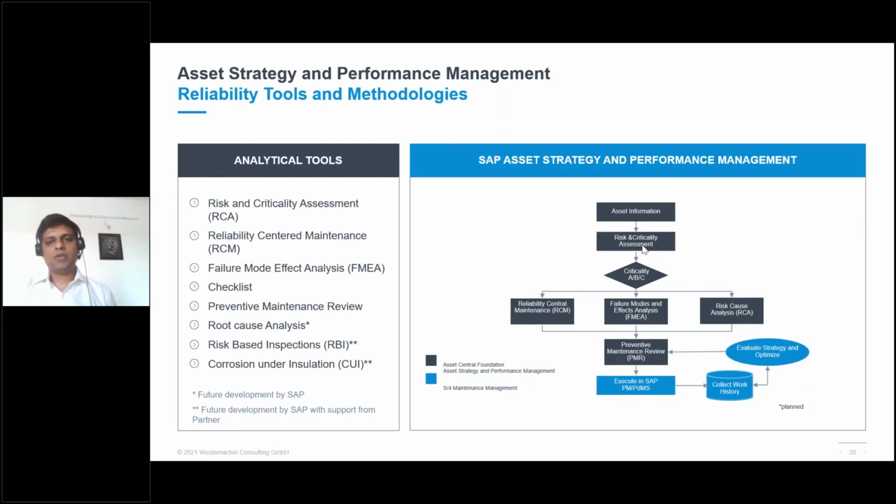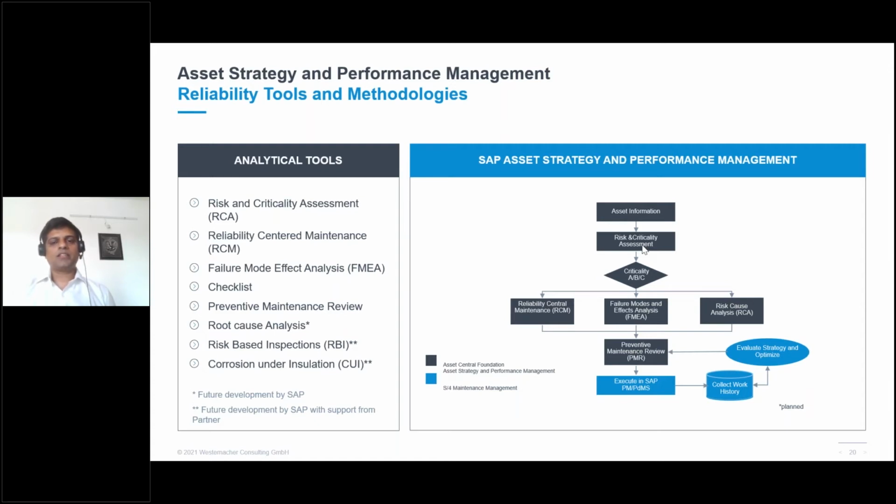So again, if you refer to the flow diagram, the first thing we can perform is a risk and criticality assessment of the asset, because we should know which asset is critical from the risk perspective, and depending on the criticality score, we can choose the approach. For example, a highly critical asset can follow reliability centered maintenance, a medium one can follow failure mode and effects analysis, and a low critical one can follow run to failure, or depending on your maintenance philosophy.